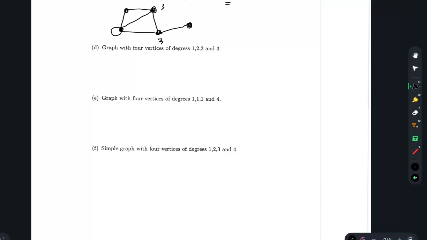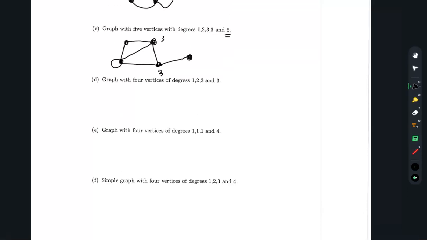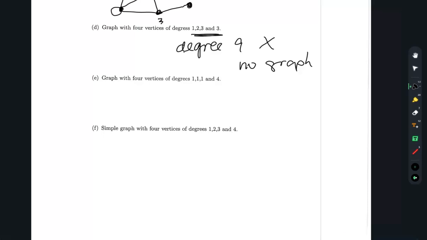So if I have 4 vertices, and these are the degrees, I always want to make sure I can check to see. I should have done this here. Does the sum of the degrees equal an even number? This does not, right? This gives us 6, 9. So this gives us a degree of 9, and there's no graph that has a total degree that is not even. So let's just check this one here. So this gives me a degree of 7. And so I'm thinking total degree, right?